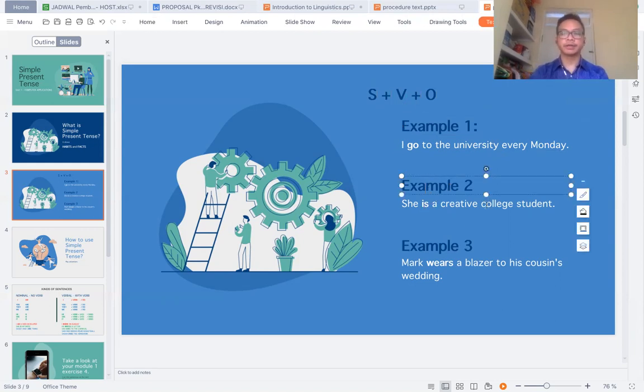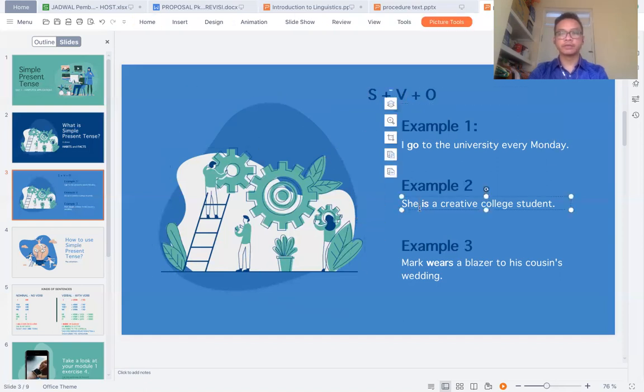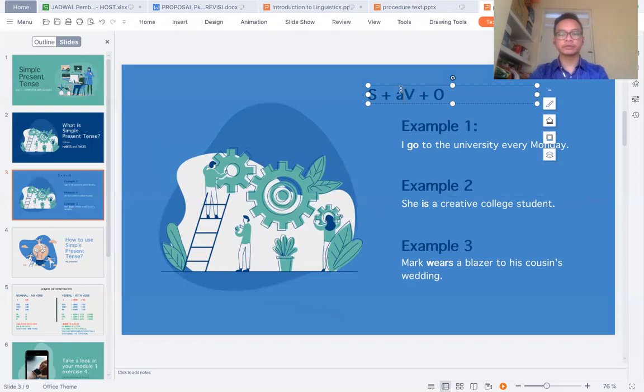Now, the next part would be this one, example 2. She is a creative college student. So this one is different from the first example. Why? Because this one is nominal. I will try to explain it to you later, what is nominal. But over here, the role of is is as a verb, but it can also be called an auxiliary.